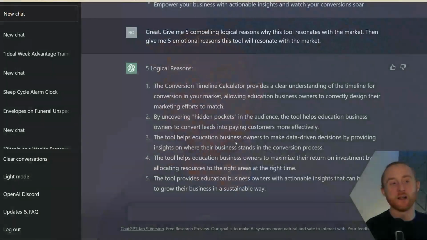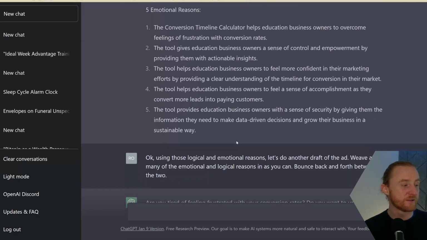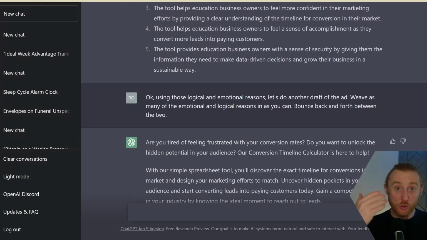Because I know in my process, in my calculation process, to get the outcome of a strong ad, I need emotional and logical reasons for why someone would want this thing. So here it gave me the 5 logical reasons. It gave me the 5 emotional reasons. And I was like, great. Using those logical and emotional reasons, let's do another draft of the ad.